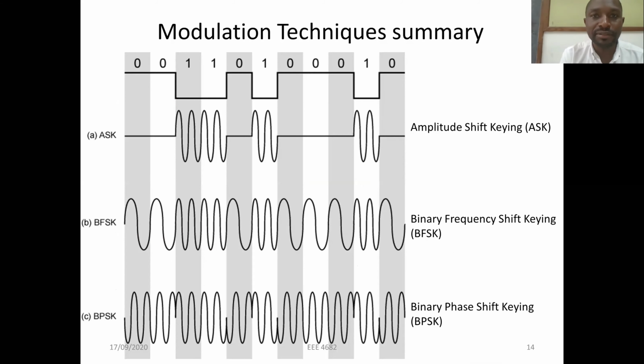So this is a summary of the 3 modulating schemes. In the first one, you're changing the amplitude. In the second one, the frequency is changing, and in the third one, the phase or angle is changing in accordance with the binary input of the message signal.